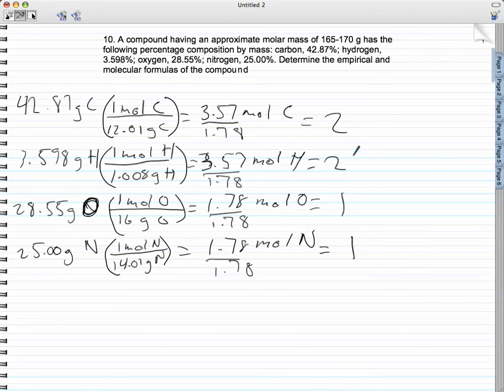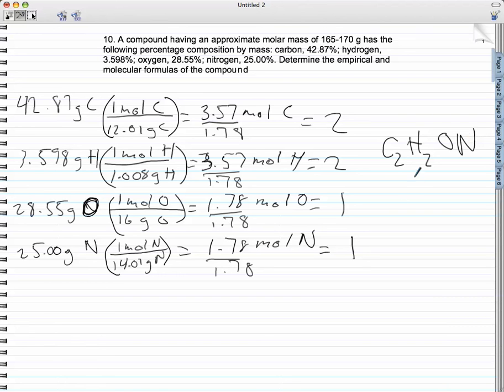So if that comes out, these are like 2.005, which is close enough to round. If it's something like 2.5, that's not going to be close enough to round, and what you need to do is multiply all of these by a factor so that they're all the lowest integers possible. Okay, and so by doing that, our empirical formula is C2H2ON. Okay, and so that's our start.